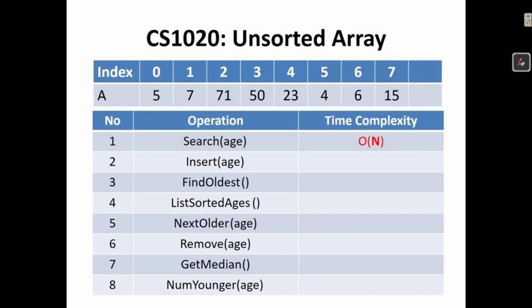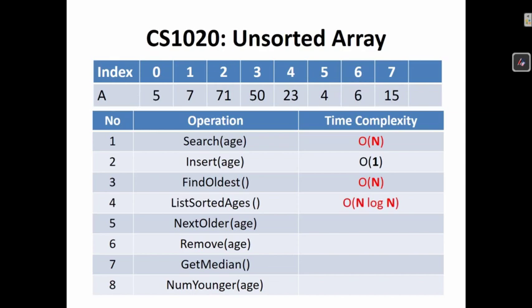Insert an age is very simple. In an unsorted array, I just insert it at the back, so this is O(1) time. Find oldest: same thing, maintain a running maximum. Just go through the entire list and find the maximum age, the oldest one. O(n) time. List sorted age: you have no choice. You want to list sorted ages, you have to sort the entire array. If you use comparison-based sorting, this is O(n log n).